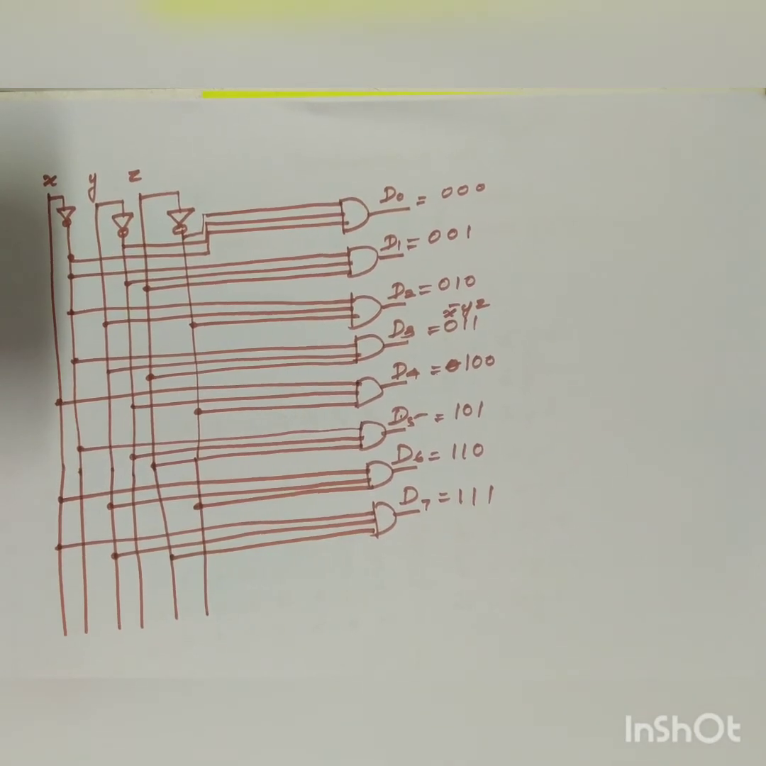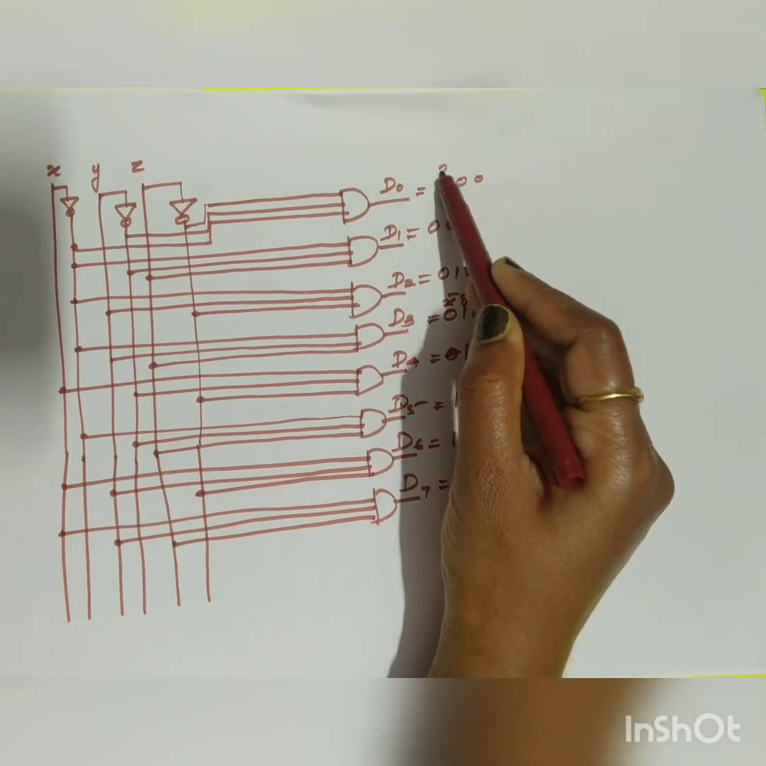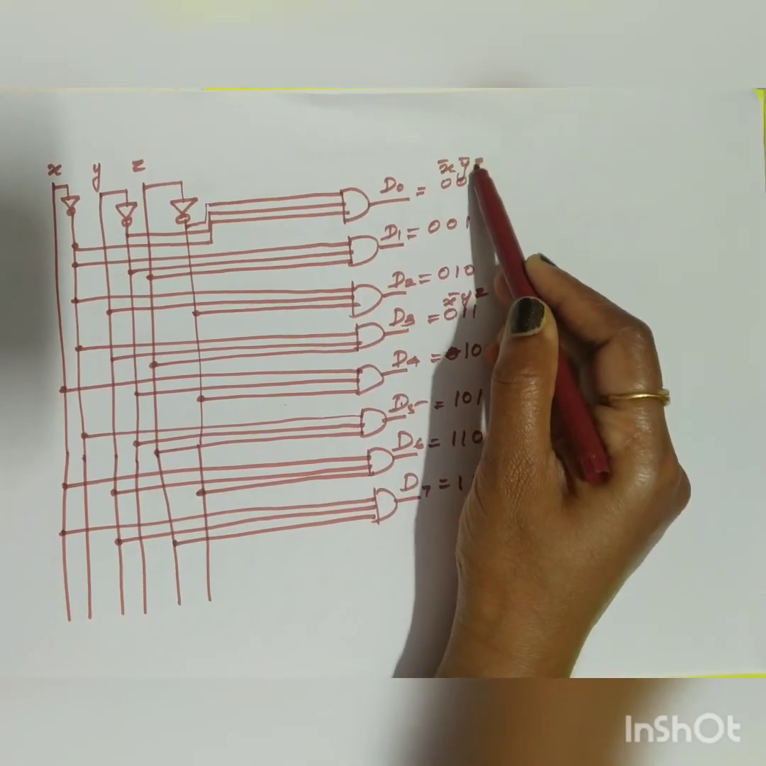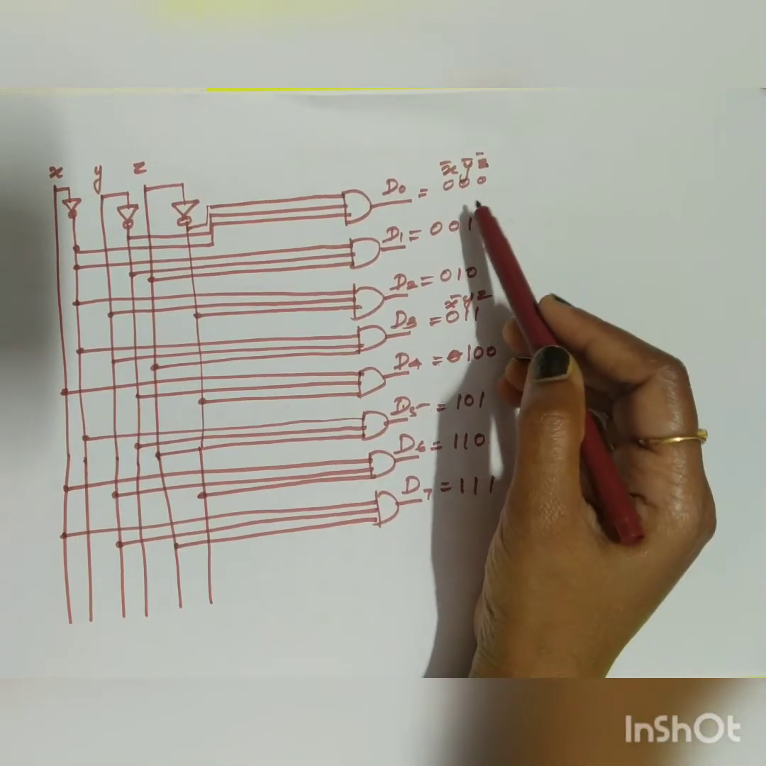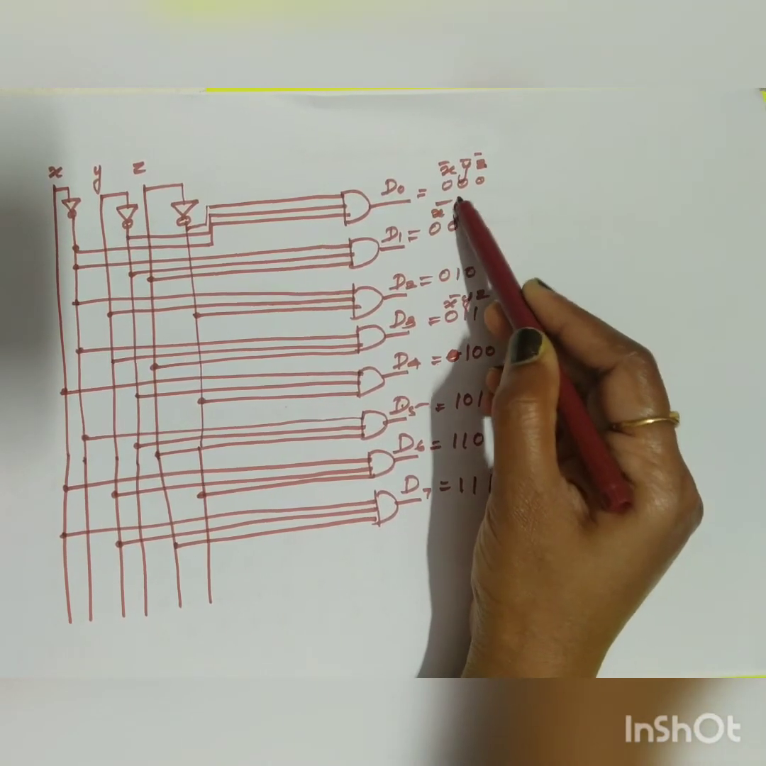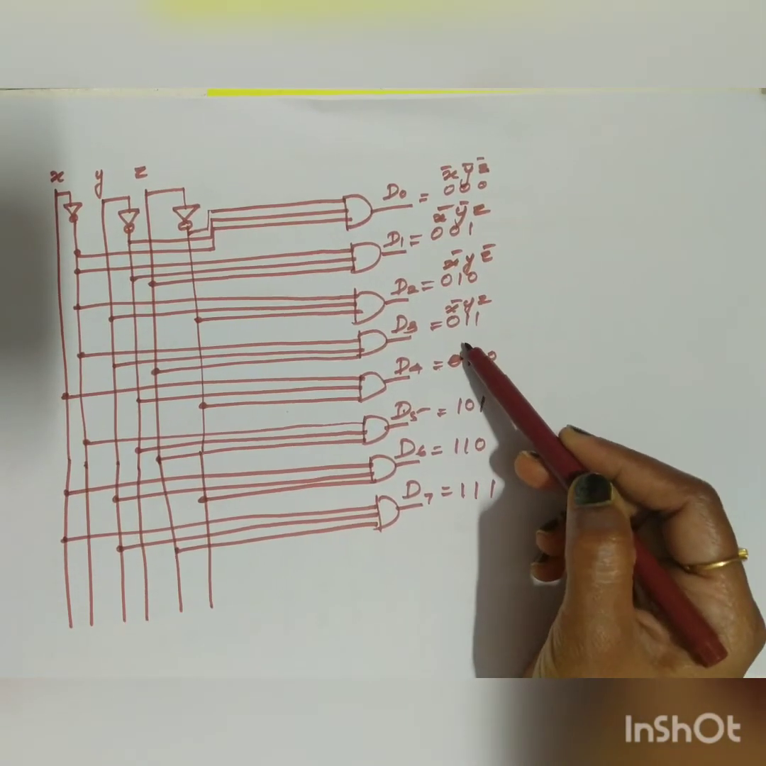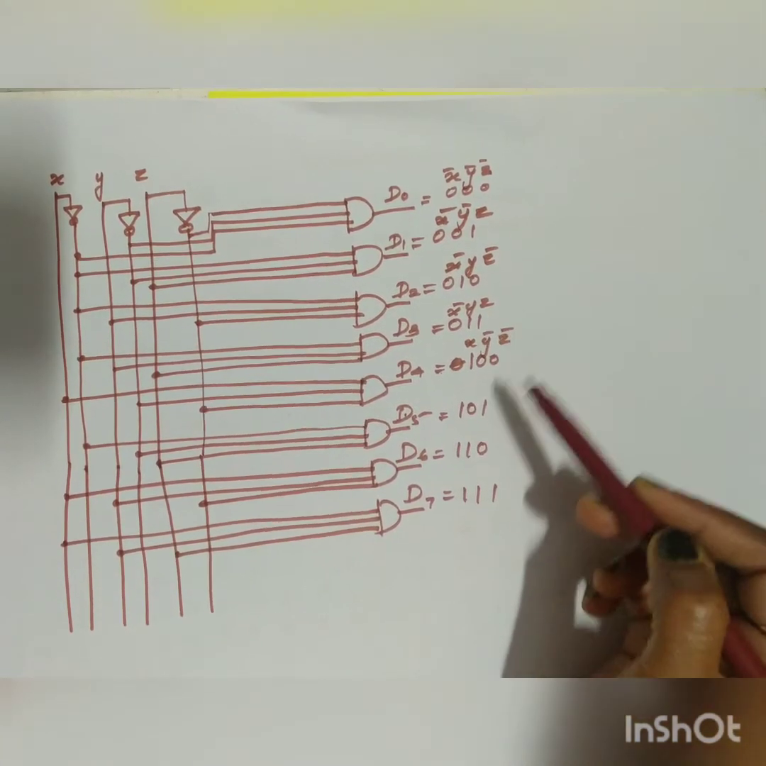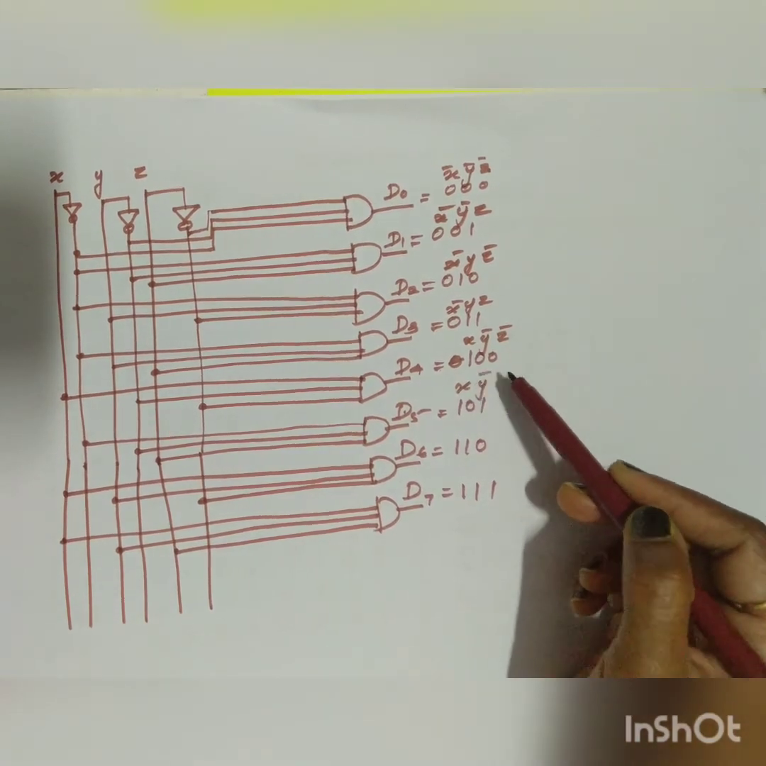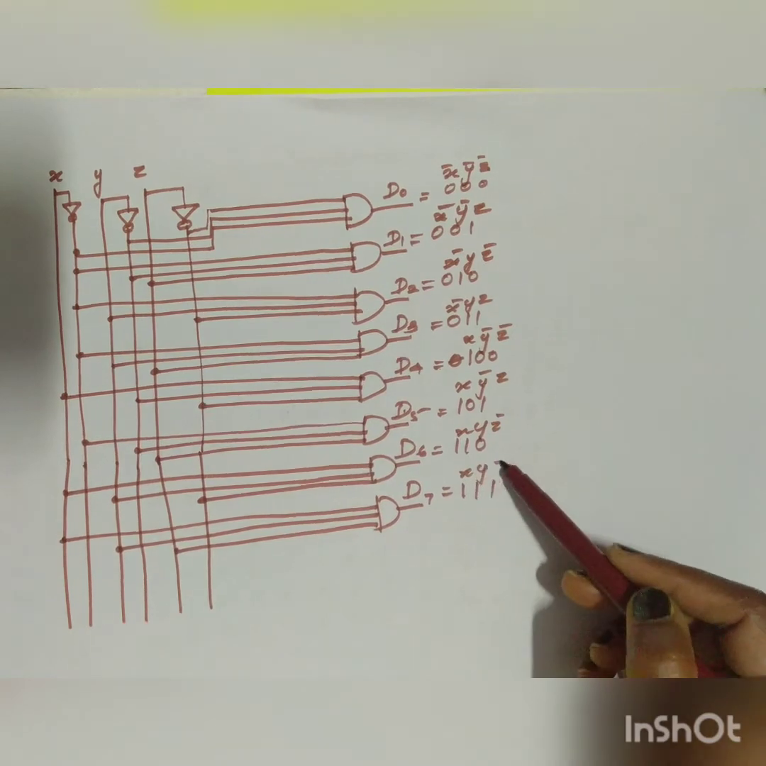Usually it will be asked for 6 marks or 8 marks. So when you write this, you can replace it by X bar, Y bar, Z bar. Here it will be X bar, Y bar, Z; X bar, Y, Z bar. Similarly here X, Y bar, Z bar; X, Y bar, Z; X, Y, Z bar; X, Y, Z.